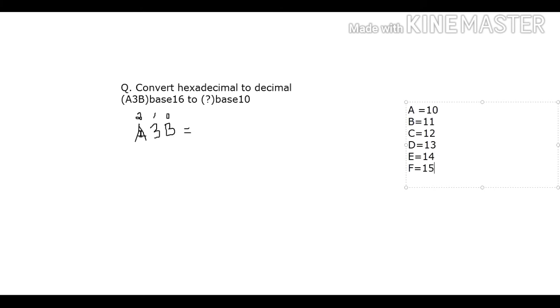So now A means 10. So here 10 into 16, since A3B is a hexadecimal number, the base is 16, that's why 16. A has power 2, so 16 to the power 2 we will give.